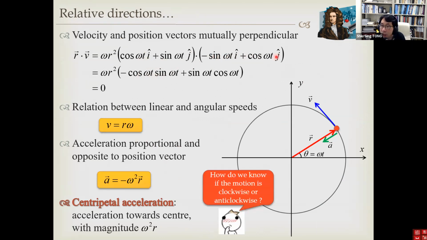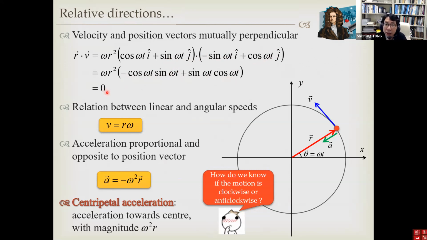i dot j is 0. j dot i is also 0. So I don't have the cross term. And the term j dot j gives me 1 again. And so that gives me sine omega t cosine omega t. And so you have minus cosine sine plus sine cosine. And that, of course, is 0. So you have 0 as a result.